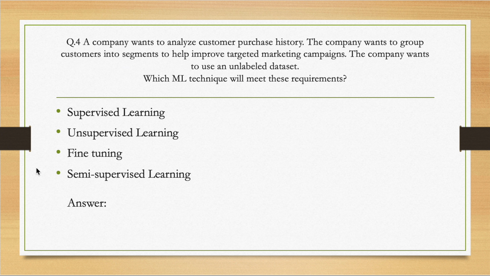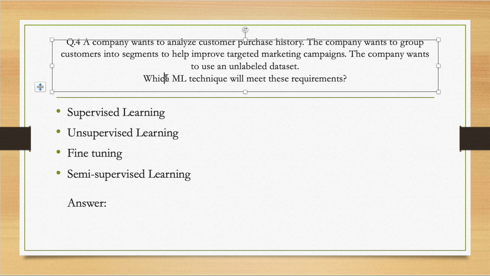Moving on to the next question, it's saying that a company wants to analyze customer purchase history and group customers into segments to improve targeting. Here it's saying unlabeled dataset. So now it's a simpler question because it's saying unlabeled dataset. You can easily remove the first option, supervised learning, because it uses a labeled dataset. Semi-supervised learning is something that uses both supervised and unsupervised learning. So here also some part of the data is labeled, other part of the data is not labeled. So this is also eliminated.